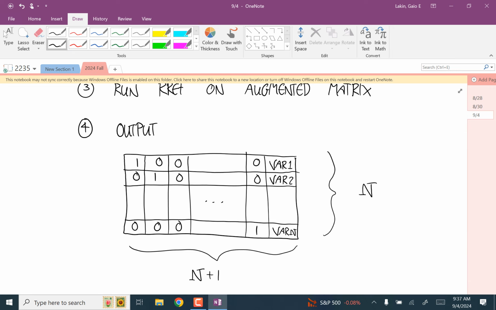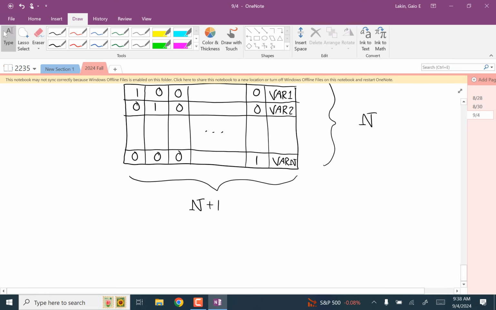Okay, so let me just show you how this works. Let's do another example and use it in another statics example. Any questions before I go on? All right.